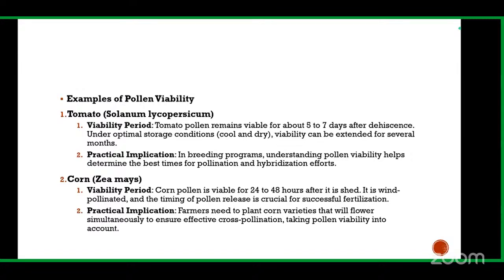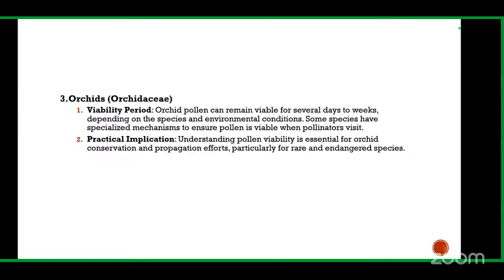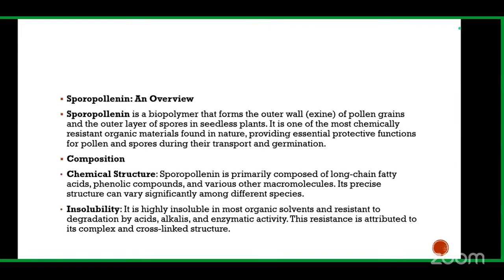Next is corn, or maize. Its viability is 24 to 48 hours after it is shed from the anther. It is wind pollinated, and the timing of pollen release is crucial for successful fertilization. Next are the orchids. The pollen is viable for several days to weeks, and it depends on the species. So these are the things about pollen viability which I have already discussed with you in the class. I'm just revising them.